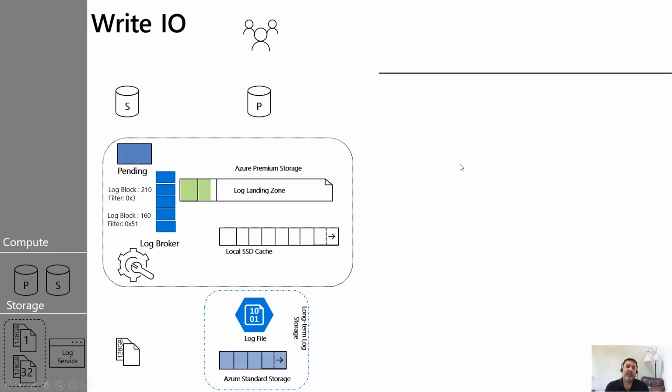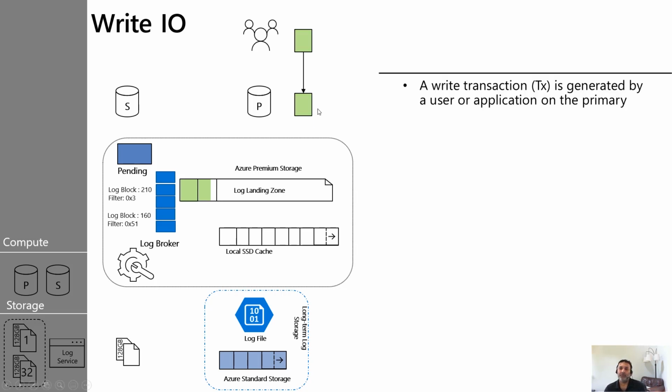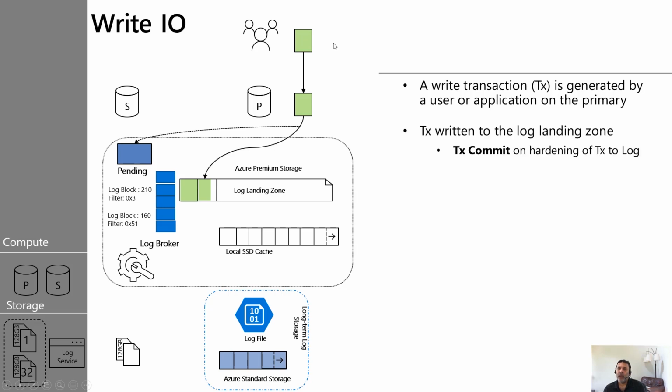So let's tie this all up, from a write IO perspective. Let's see how this flows. You have a write transaction, an application which is actually committing a transaction on the primary. The first thing this has to do is land on the landing zone before the commit is returned to the user.